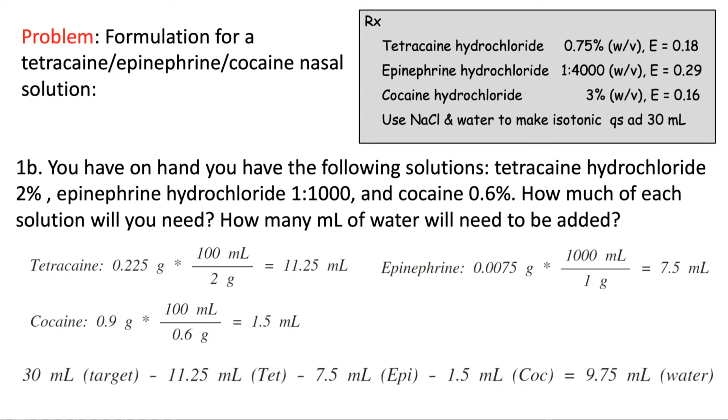So to determine the amount of water we need, we simply start with our final target, which was 30 milliliters, and subtract each of our active ingredients. So we'll take 30 milliliters minus the 11.25 milliliters for the tetracaine, minus 7.5 milliliters for the epinephrine, and minus the 1.5 milliliters for the cocaine. We subtract all of that out, and we said our final value that we need for water would be 9.75 milliliters. And that's the answer to part B.